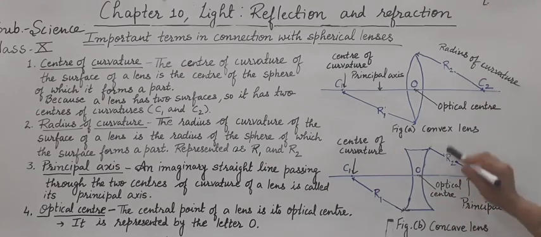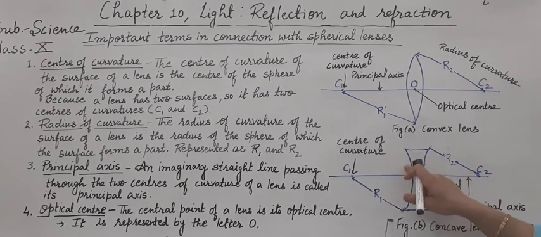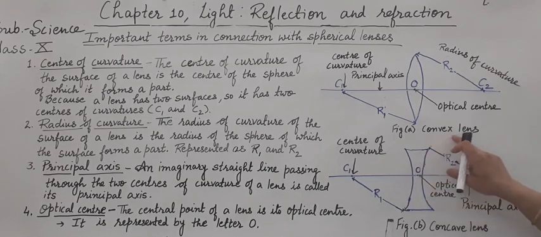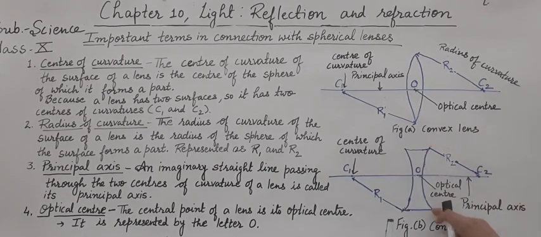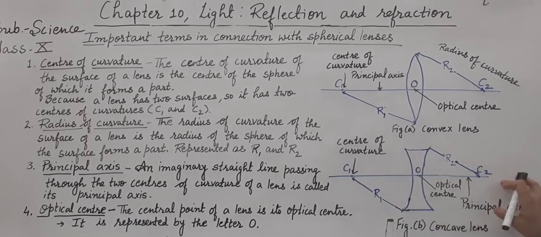Similarly, this is a convex lens, and this is a concave lens. The concave lens has two surfaces, curved inwards. When we extend each surface, it forms a sphere with a center, which is called center of curvature. So in this case, again, there are two centers of curvature, C1 and C2.